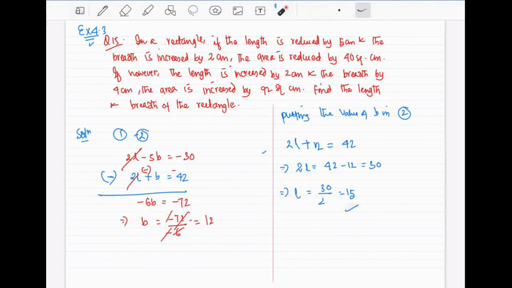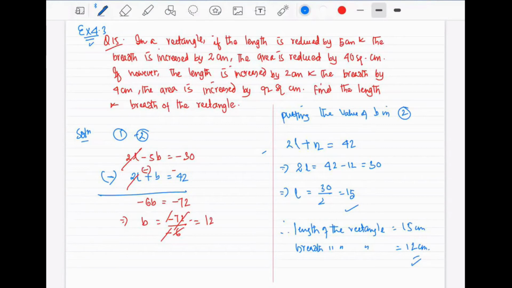This length and breadth satisfy the two conditions as given by the equations. So we have found out the length and breadth. Therefore, length of the rectangle, how much is it? 15. We are putting them as centimeter because every unit mentioned in there is centimeter, right? And what about the breadth? This is 12 centimeter. Okay, we are done.